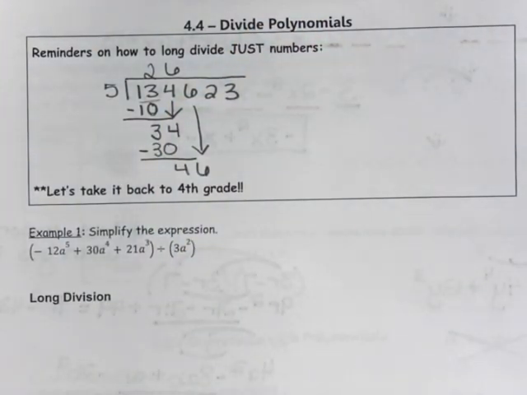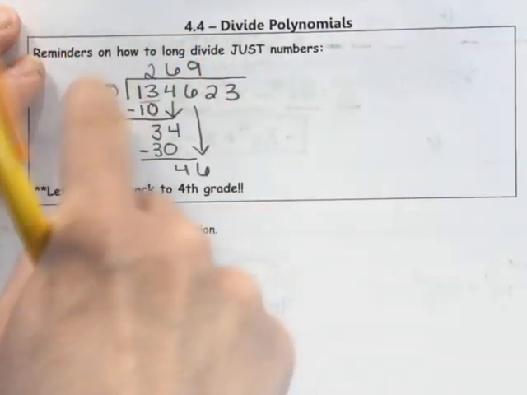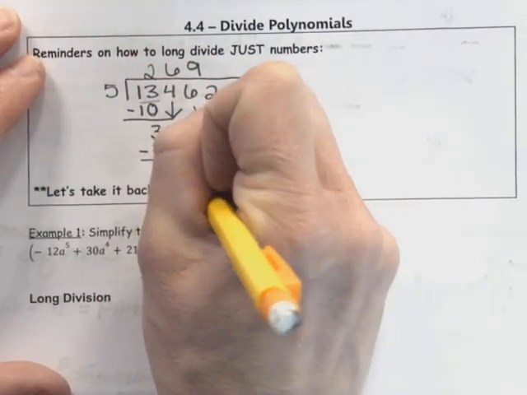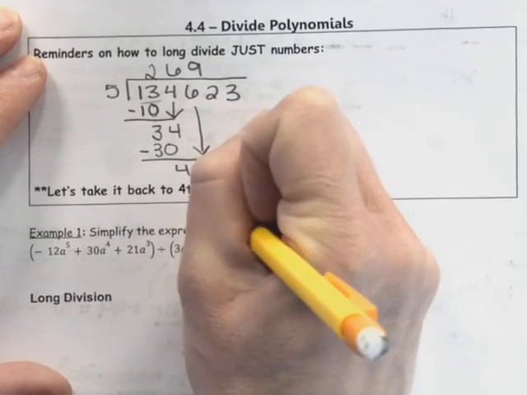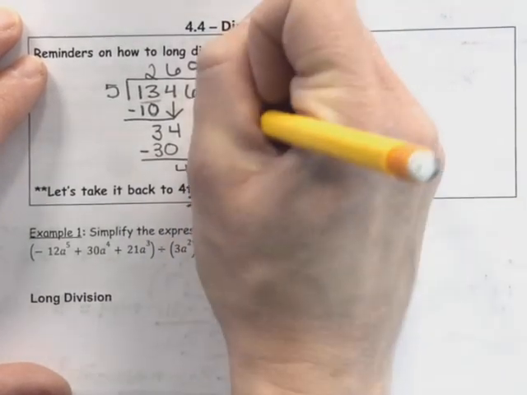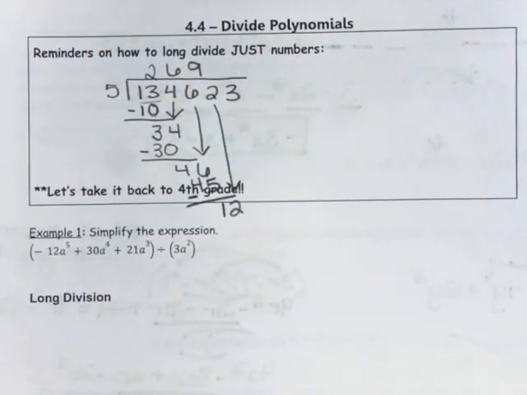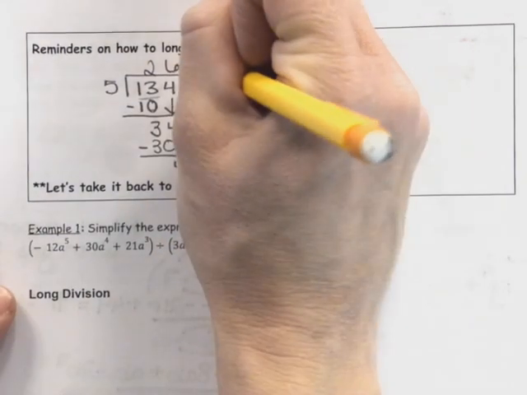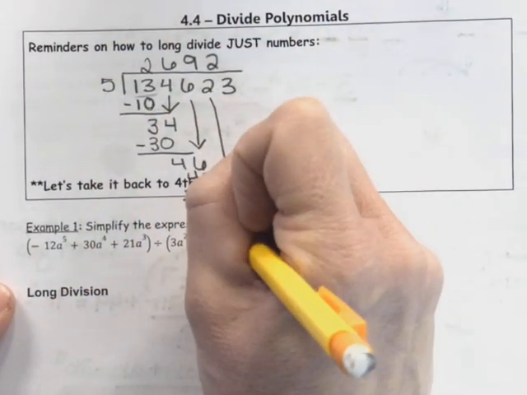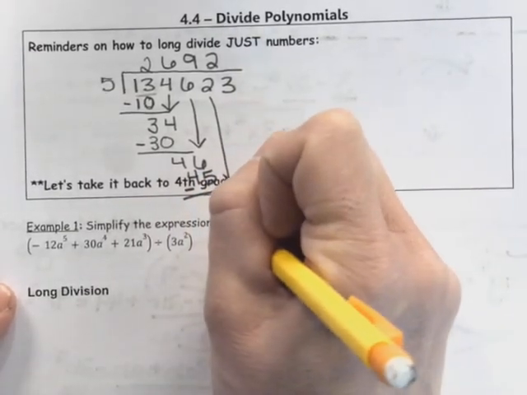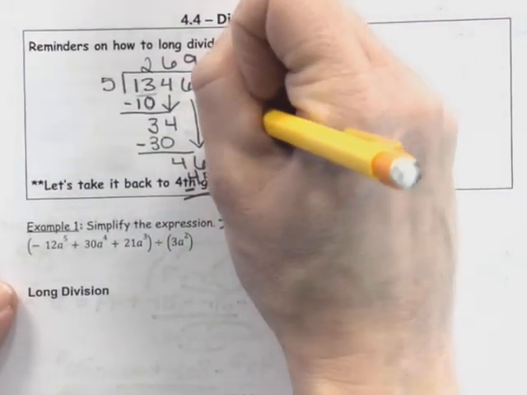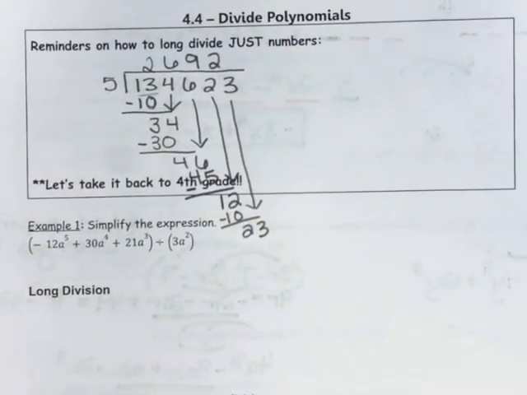Okay, we'll pretend we aren't running low on space, but we are. How many times does 5 go into 46? 9. 9 times 5 is actually what? 45. I subtract and I get 1. And then what do I do? Bring down the 2. How many times does 5 go into 12? 2. 2 times 5 is 10. So if I subtract, I get 2, and then I bring down the 3. And then how many times does 5 go into 23? 4.